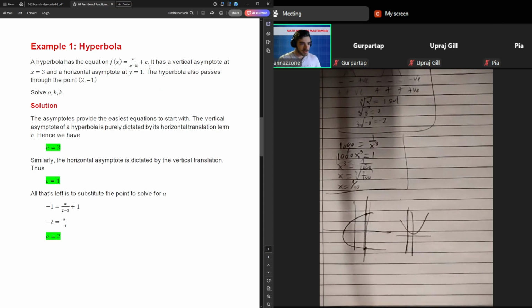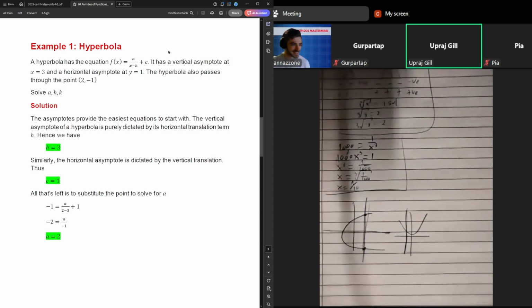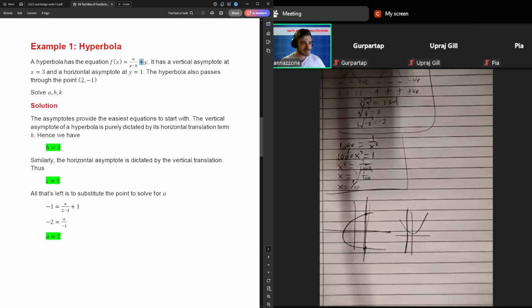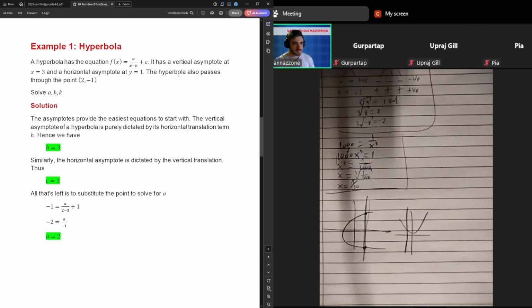For the horizontal asymptote, again, it's written, but who wants to jump in and tell me what that's going to be set by? C. Yeah, C, precisely. Whatever the plus something is at the end, that's your vertical translation, and so that's going to set your horizontal asymptote.